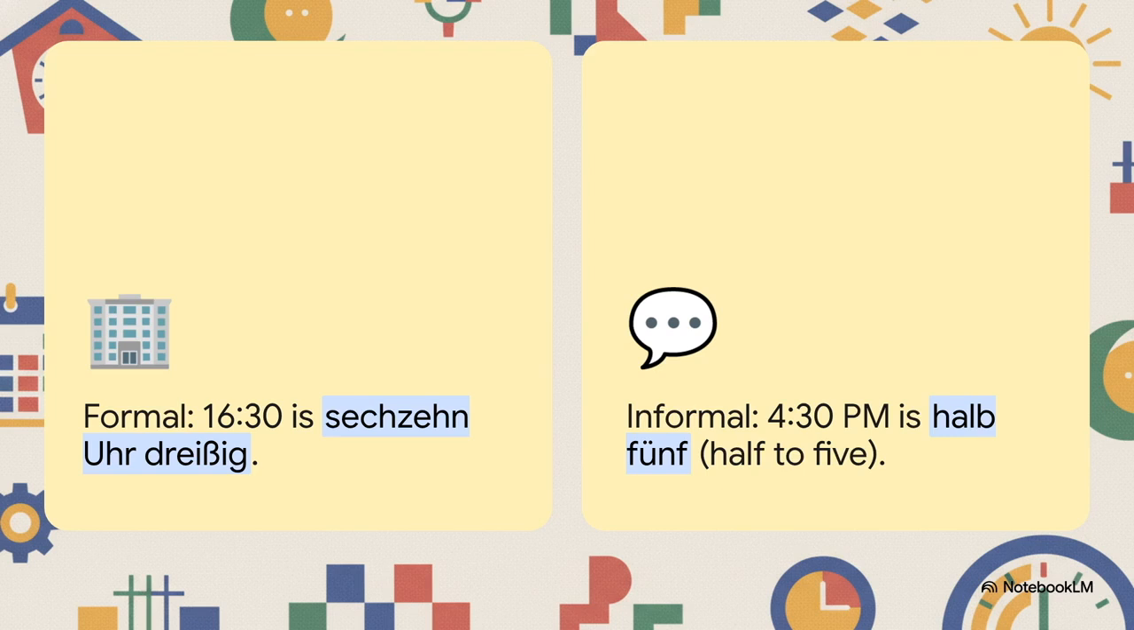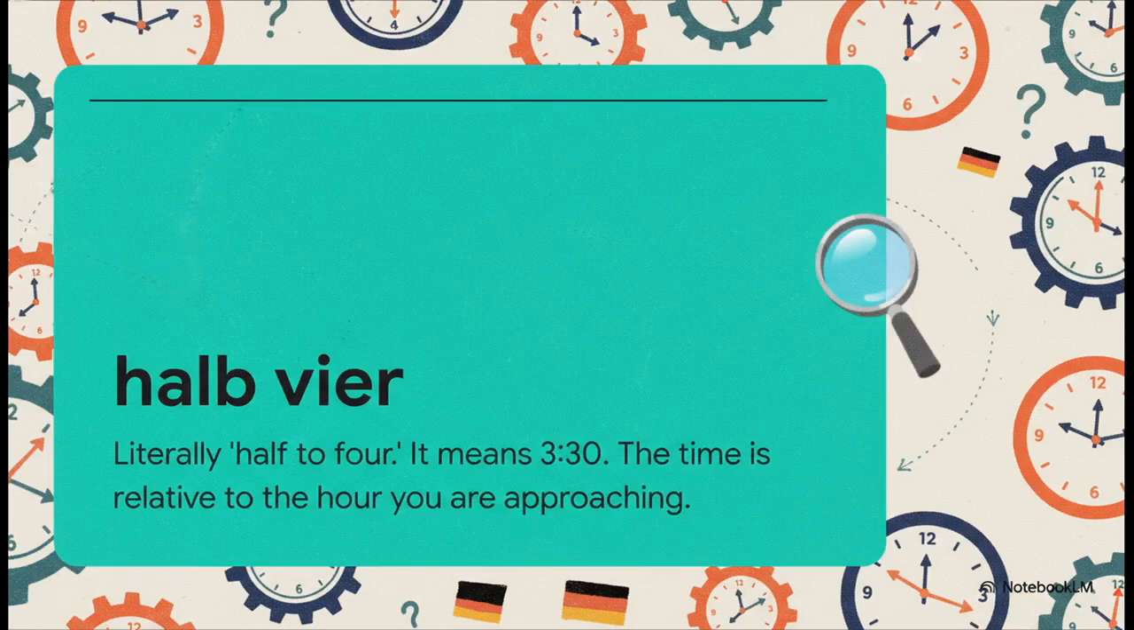Let's take 3:30 p.m. Formally, sure, it's 15:30, but you're way more likely to hear someone say halb vier. And yes, that literally translates to half four. So what's going on there? This is probably one of the most important concepts to get.